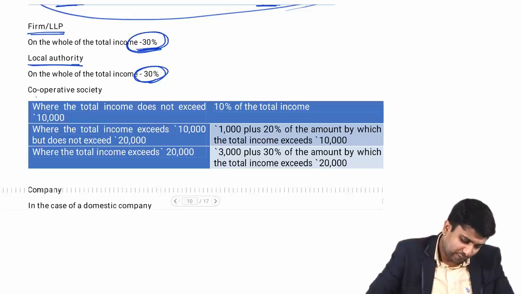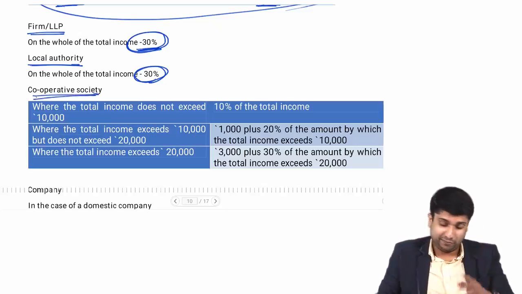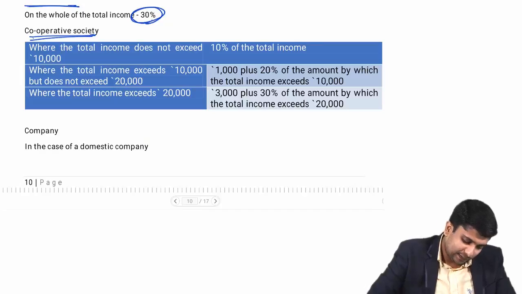Let's move on. If you are a person being a cooperative society, then total income does not exceed rupees 10,000.